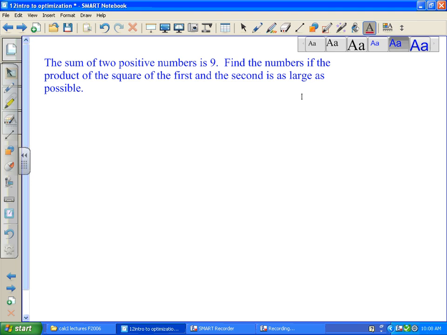Once again, we're dealing with two numbers, right? So let's call them x and y. Let the numbers be x and y. What do I know right away? They add up to 9. So that's my first equation. X plus y is equal to 9.